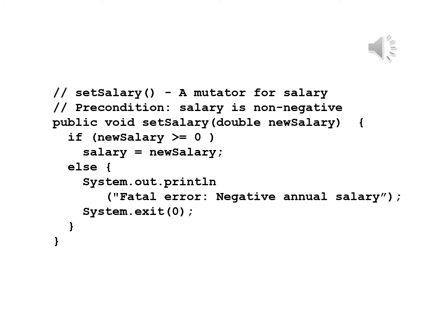Now we write a mutator for salary with the precondition that newSalary, the new value we're giving it, is non-negative. Public void setSalary, double newSalary. If newSalary is greater than or equal to 0, salary equals newSalary. Else, we have an invalid value, so we write System.out.println, "Fatal error: negative annual salary", System.exit(0).